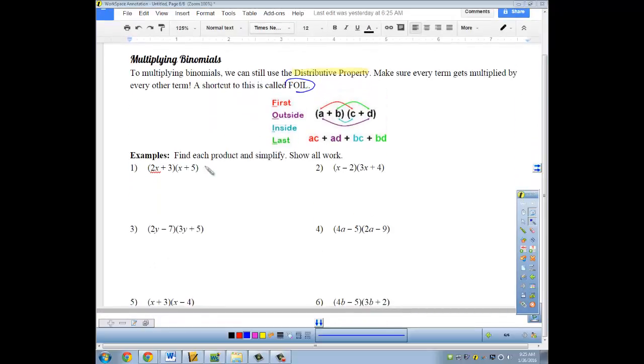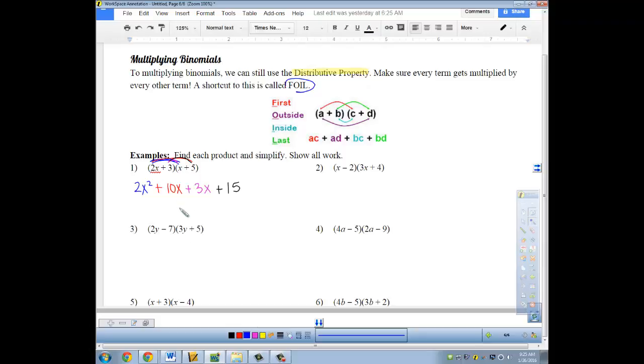So let's go ahead and look at an example. So using FOIL, I'm going to start with the first term, so 2x times x. So the first terms of each set of parentheses. 2x times x is 2x squared. And then I'm going to do my outside, so 2x times 5, which is 10x. Now I'm going to do the inside term, so 3 times x is 3x. And then your last term, so 3 and 5, which is 15. So a lot of things to think about and multiply, but just remember FOIL: first, outer, inner, last.